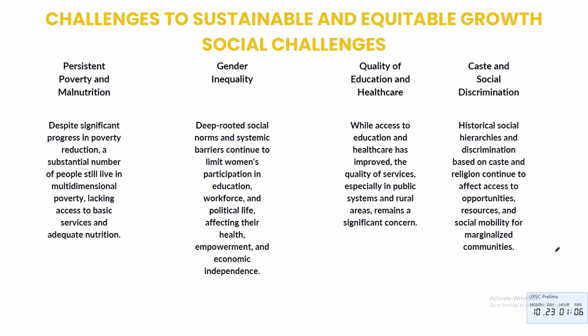Now moving on to the social challenges. Persistent poverty and malnutrition. Despite significant progress in poverty reduction, a substantial number of people are still living in multidimensional poverty, lacking access to services and adequate nutrition. The high rates of stunting and wasting among children indicate chronic and acute malnutrition. This shows how the economy is still lacking in this aspect.